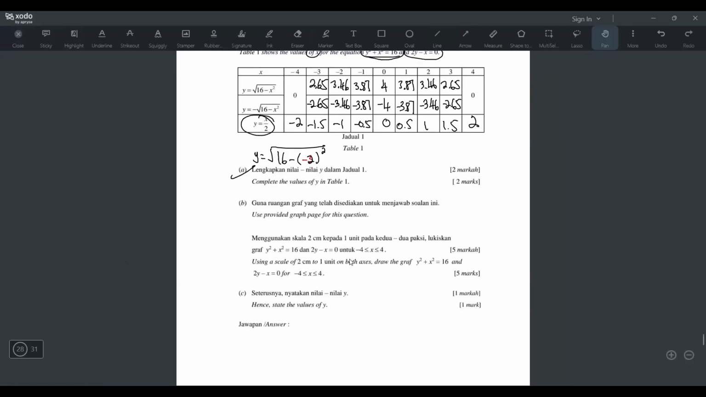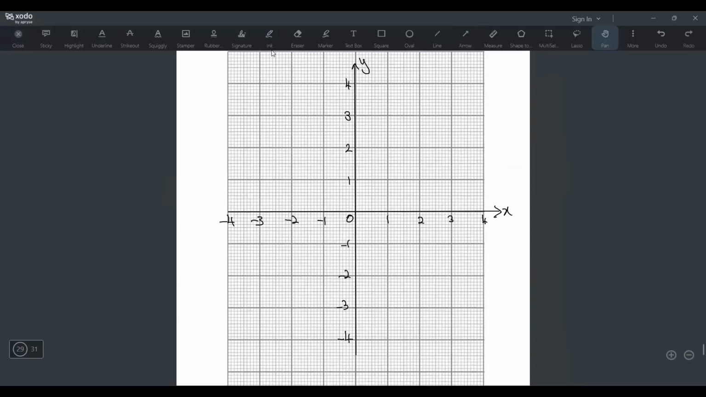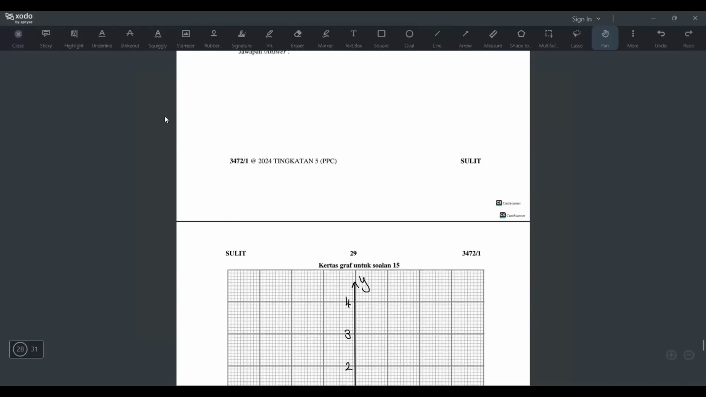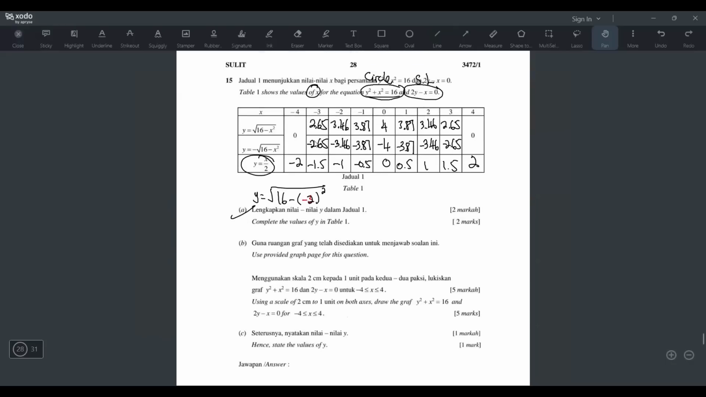So use a scale of 2 cm. Okay, boleh. All right, so the first point, negative... Let's plot the circle first. Negative 4, 0, and 4, 0. Right? And then 2.65, negative 2.65. But this one and this one is the same point, right?